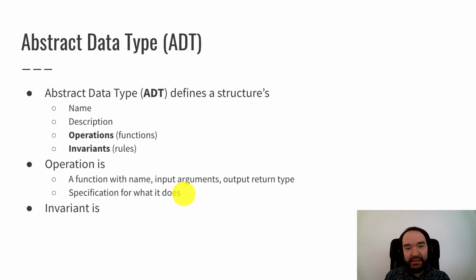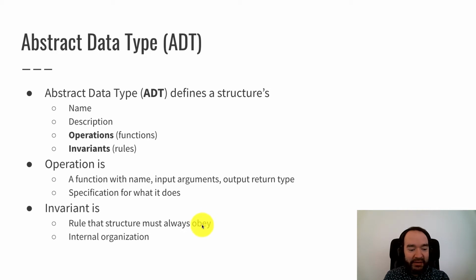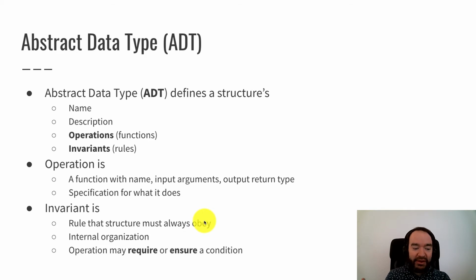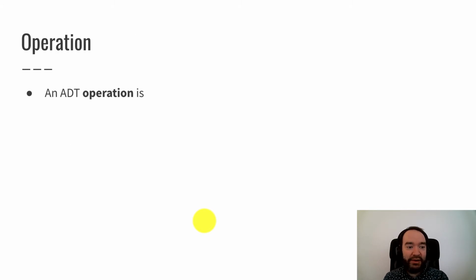There also may be a list of invariants. Not all structures need them, but an invariant is a rule that the structure must always obey. I'll say a little bit more about that in a moment, but it's basically for internal organization of the structure. Sometimes these invariants are phrased in terms of something an operation requires, a prerequisite to calling a function, or an invariant that an operation ensures, meaning something that the operation guarantees when it finishes.